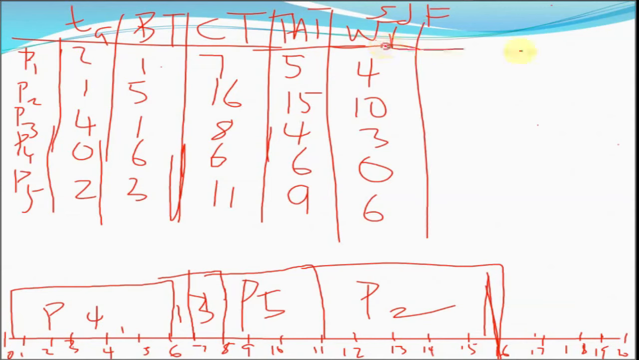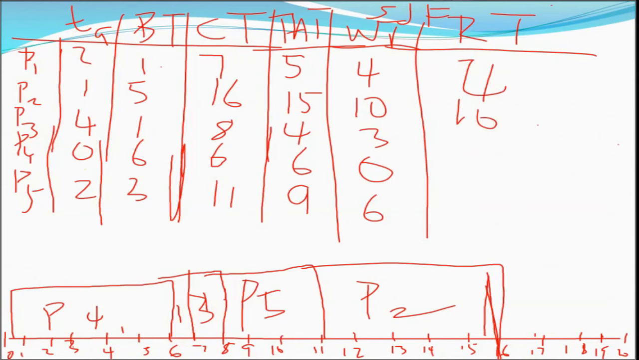The last thing you can be asked to calculate is the response time. So let's say RT. What is the response time? For example, P1. The first time P1 was assigned is at 6. Is that not so? 6 minus the arrival time 2, you get 4. Now, P2. When is the first time P2 was assigned? It was assigned at 11. And then 11 minus 1 is 10. Is that not so?